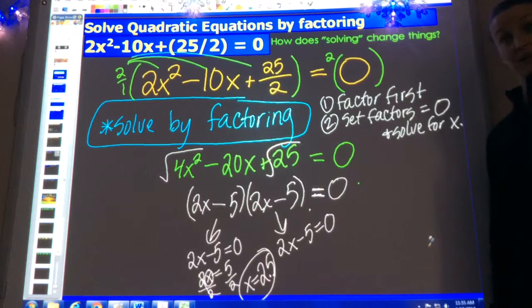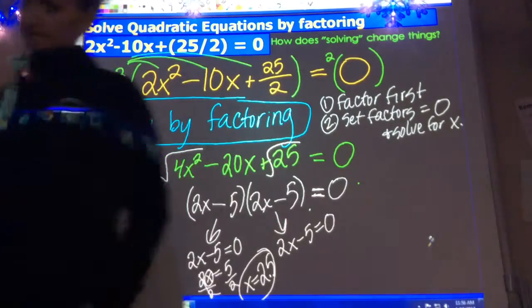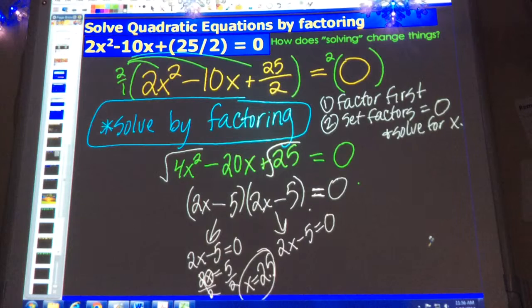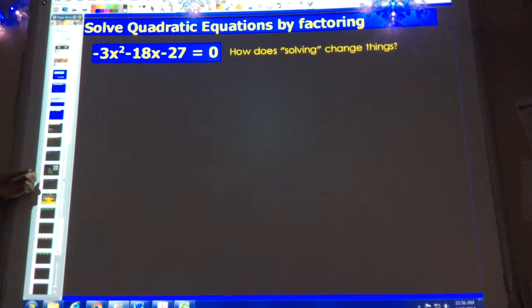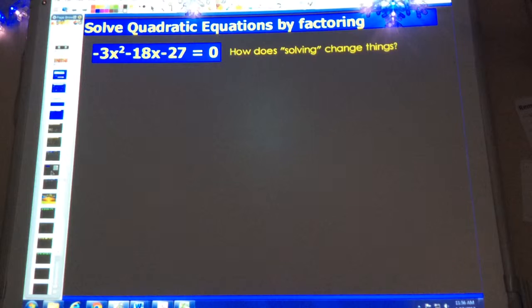You guys ready for another one of these? Okay, what happened to your 2? How come you got rid of it? Because you multiply both sides by 2. Let's check this one out. You don't have to write this one down.